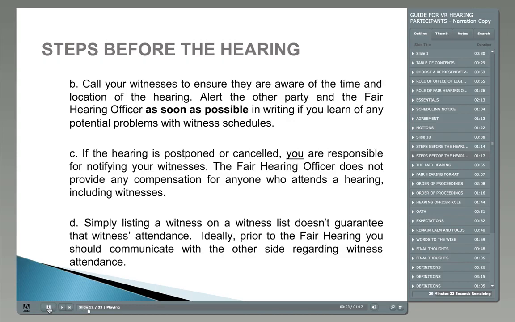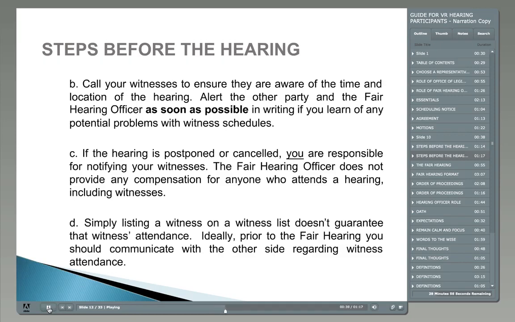You want to call your witnesses before the hearing. Make sure that they're aware of the time and the location. If you've become aware of any problems, as soon as possible, let the hearing officer know. If the hearing is postponed or canceled, you're responsible for notifying your witnesses. Remember, if they're your witnesses, they're your responsibility. So if the agency made a list of 12 witnesses and you're the agency's representative, then it's your responsibility to call and make sure that those witnesses know exactly when the hearing is, where it is, can get there, all of those kinds of things.